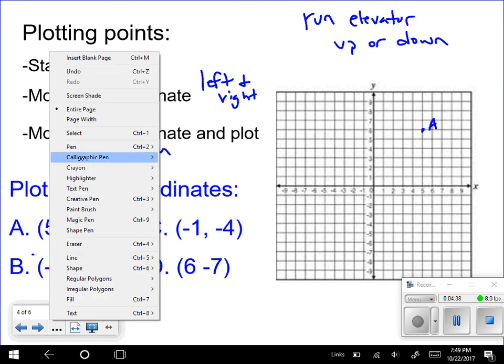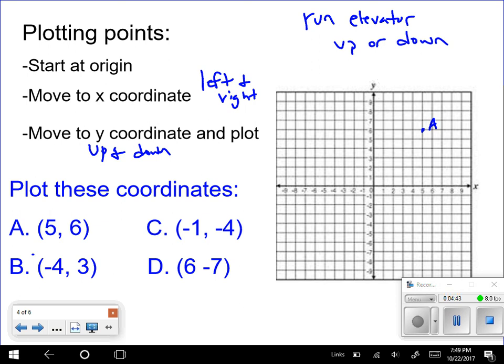All right. For B, we're going to go to the left 4 and up 3. That being in quadrant 2. My best here. Not quite getting where I want to get. There we go. It's going to be B.